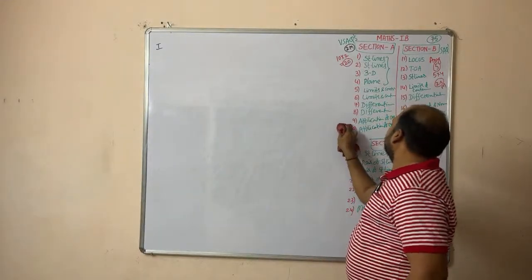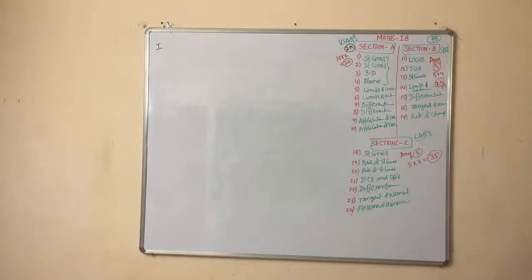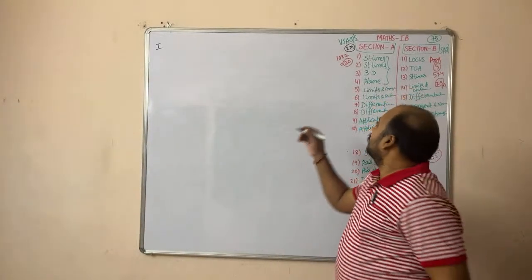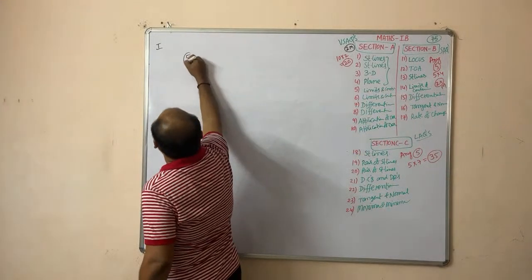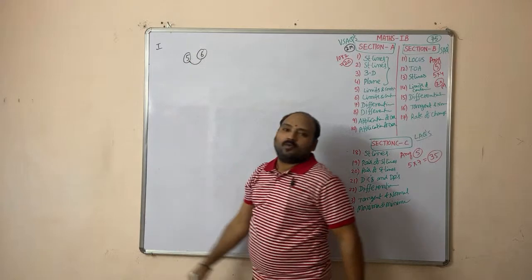Next, question number 5 to question number 10. What type of questions am I going to explain now? In question number 5 and 6, limits, dear students. Question number 5 and 6.